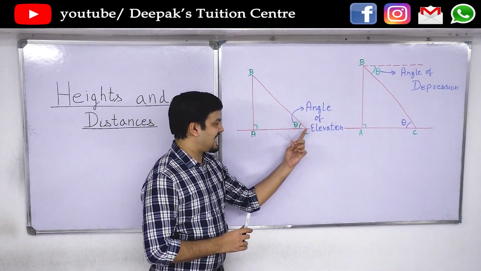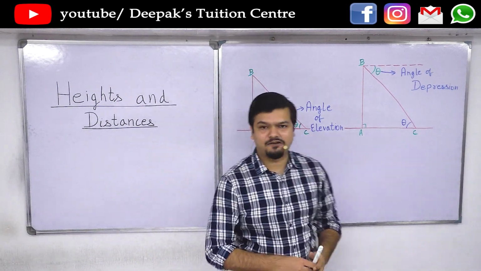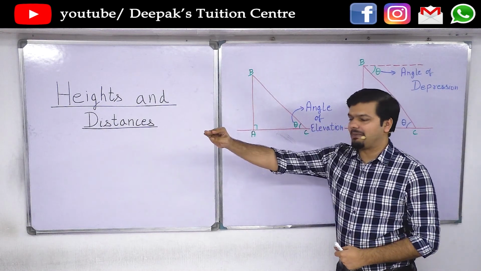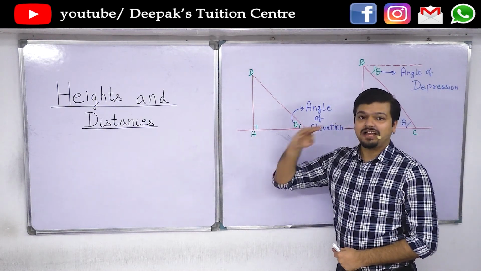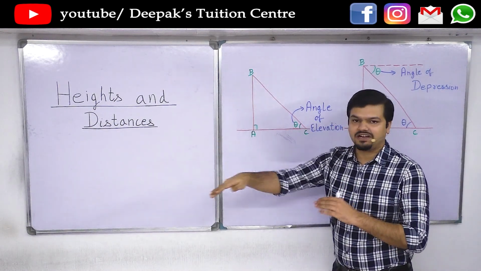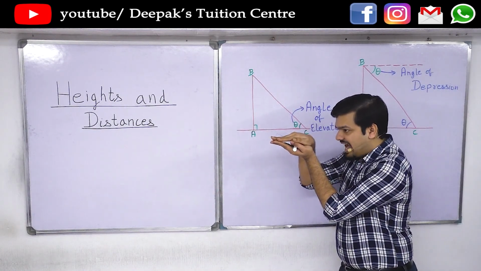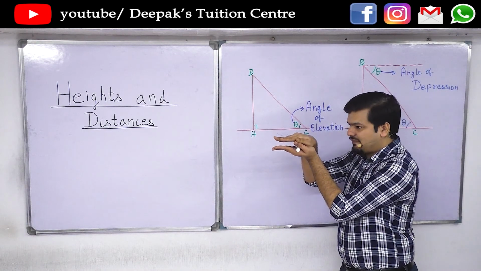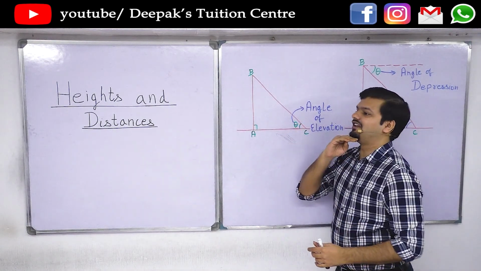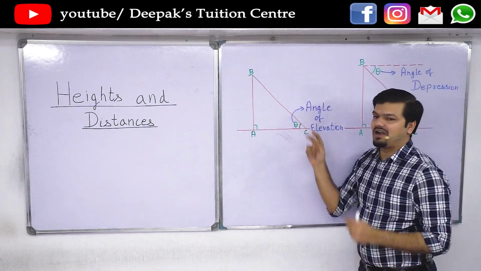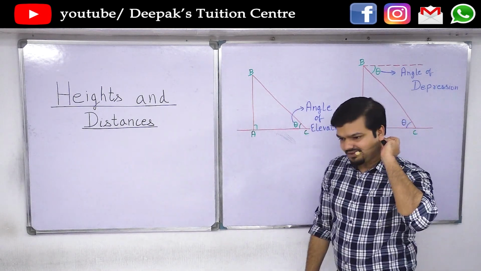If I am standing here at point C and I have to look at the top of this building, then this is my normal line of sight. So my normal line of sight will always be parallel to the ground level. If this is my normal line of sight and I have to look up, then I have to lift my face up. So if I have to lift my face up, a certain angle is formed, and this particular angle is called angle of elevation.